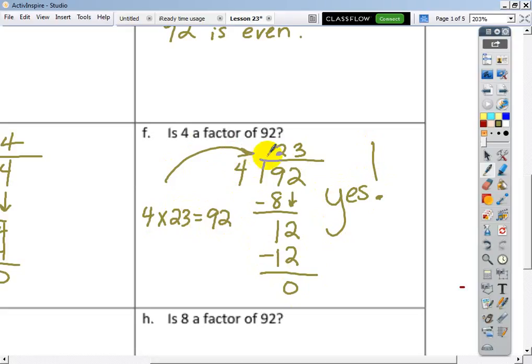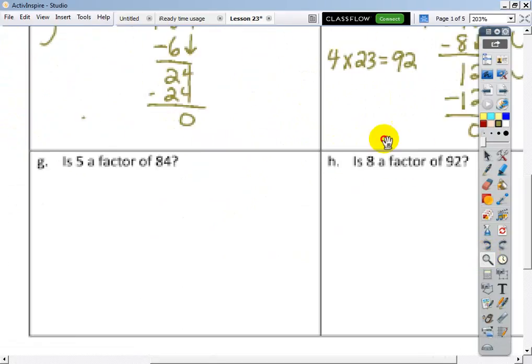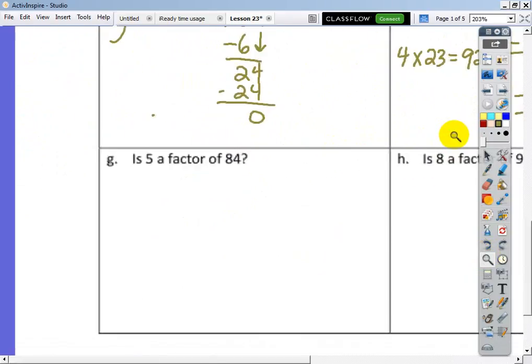Right? 4 times 23 equals 92. It's a factor. Is 5 a factor of 84? Ha-ha! I love this one.